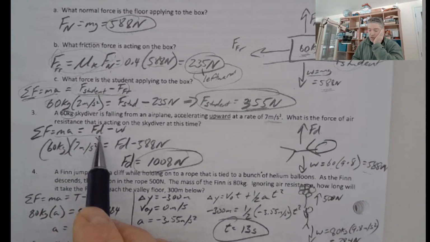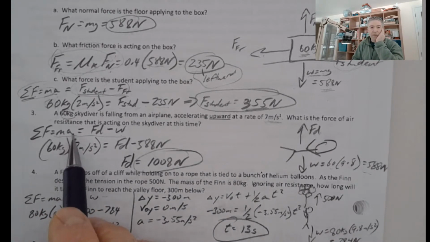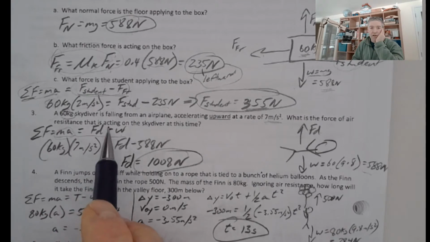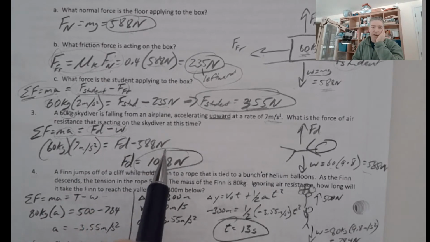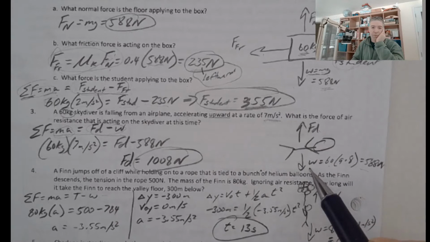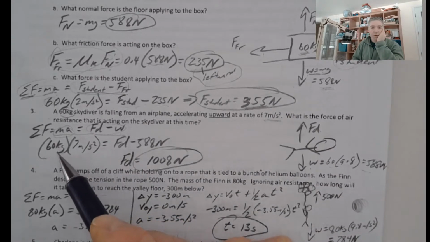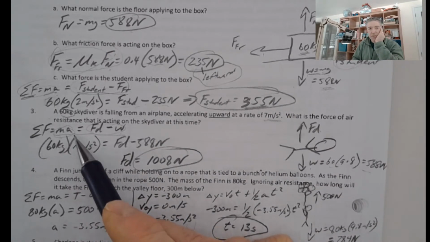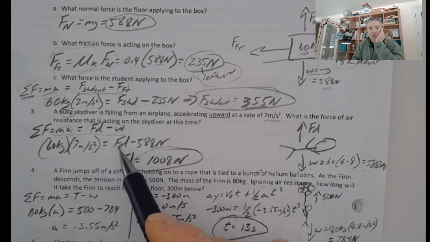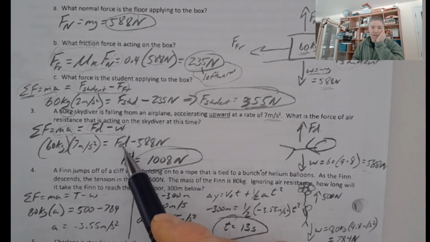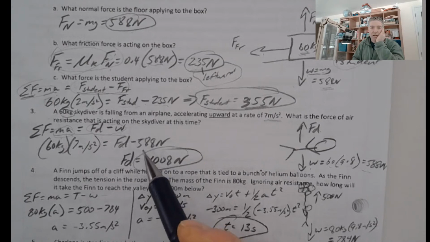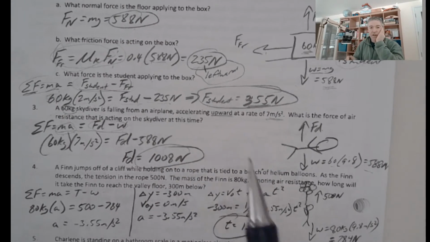And here I've written net force two different ways and set them equal. This is Newton's second law, and this is the sum of the forces in my diagram. Drag minus weight. So mass is 60, acceleration is 7, force of drag or resistance, that's what I'm looking for. There's weight, solve for drag, and you get 1,008.